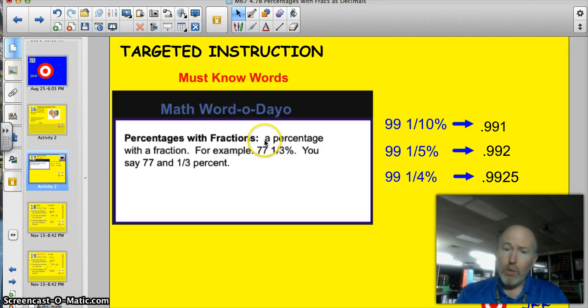What is a percentage with a fraction? Well, that's exactly what it is. It's a percentage with a fraction. Take a look. 77 and 1/3%, and that's the way you say it. 77 and 1/3%.